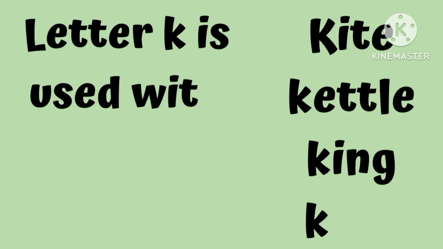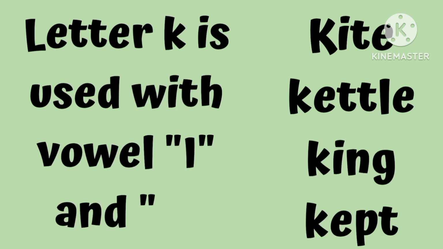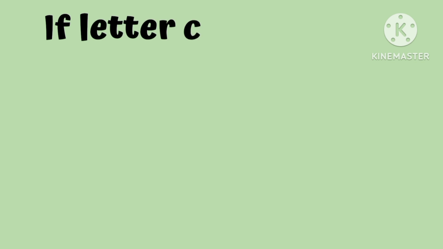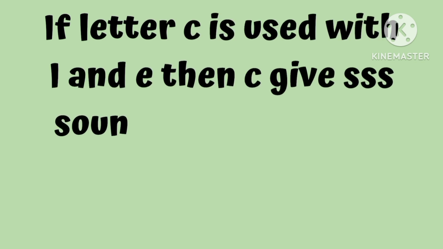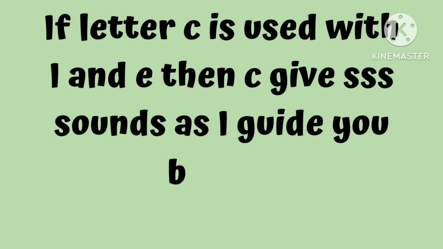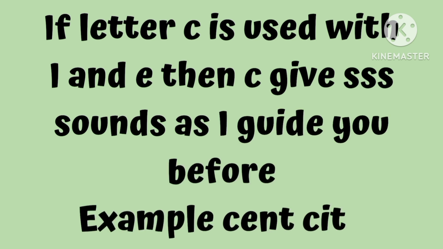Now let's make a kite. Letter K is used with vowels I and E. K का लेटर I और E के साथ आता है. Kite, kettle, king, capped. जब I और E के साथ ख का साउंड आता है तो हम लेटर K यूज़ करते हैं. If letter C is used with I and E, अगर लेटर C के साथ I और E लगा देते हैं तो लेटर C साउंड देता है S का.